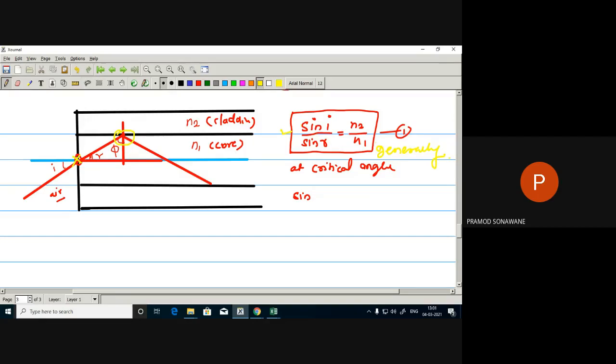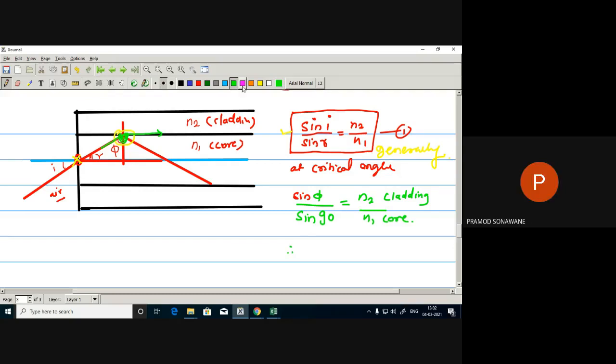Okay. Now if I use this equation 1 for this situation here, tell me, sine i is this one and the ray is traveling here for the critical angle. So i is what here? Phi. So instead of i I will use phi. Then sine r is what? Sine 90. Okay, is equal to second medium, what? n2, which is for cladding, and divided by n1 for core.